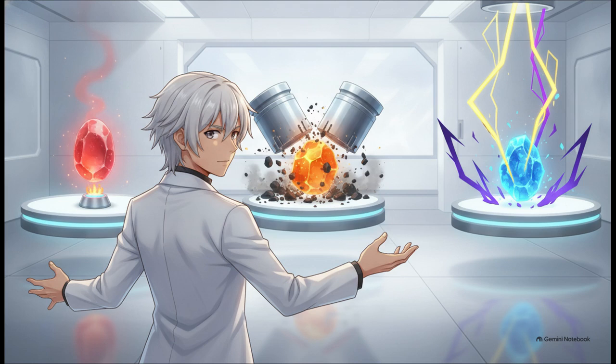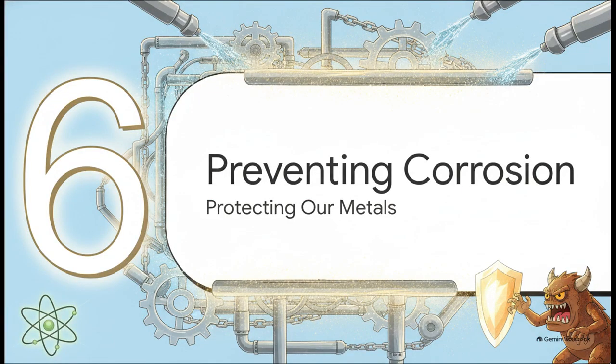But those high reactivity metals like sodium, they hold onto their oxygen so tightly that chemical reducing agents like carbon aren't nearly strong enough. For them, we have to use intense electrolytic reduction, basically blasting them with a ton of electricity to force them apart. And that brings us to our final stop, Section 6, preventing metal corrosion. We just did all that hard work to extract these metals, so how on earth do we protect them?